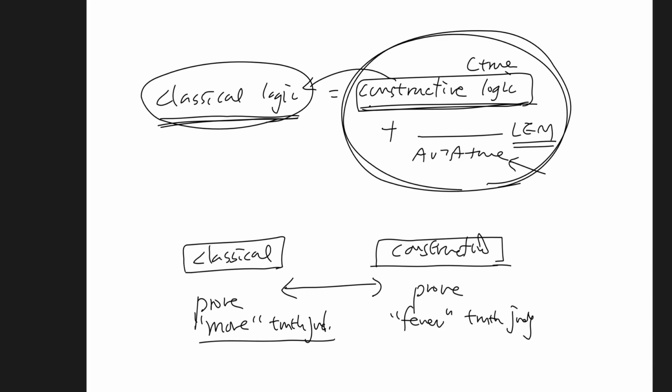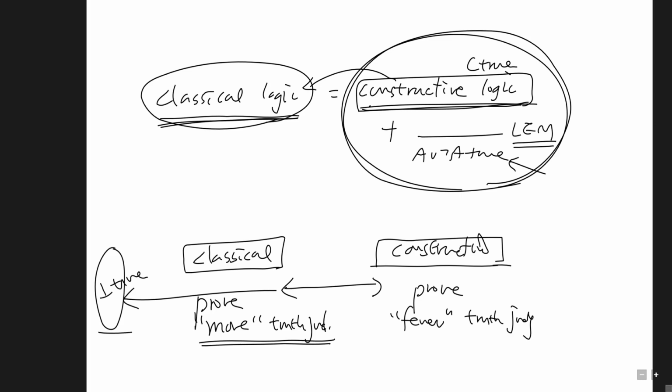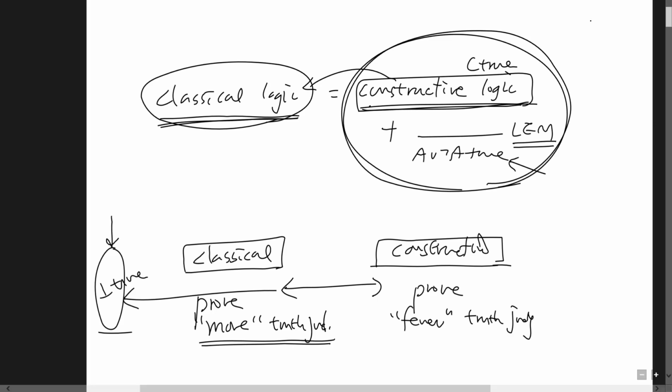But it turns out that being able to prove more truth judgments should not be equated to being more powerful. For example, in the extreme case, we could consider a funny logic where bottom true is provable. In this case, we can prove all the truth judgments out there. But clearly, this logic is useless because we can prove everything.